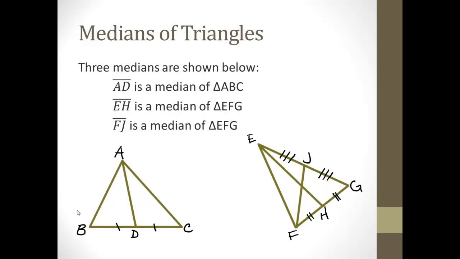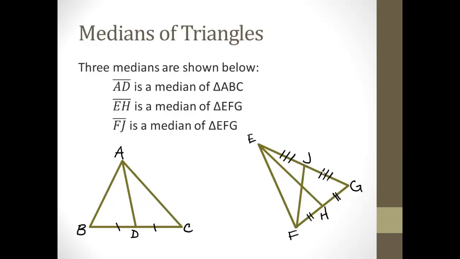All right, so let's start off with medians of triangles. We have three medians shown below. Segment AD is a median of triangle ABC. Segment EH is a median of triangle EFG. And segment FJ is also a median of triangle EFG. Now notice something about these medians. It's from a vertex of an angle to the opposite side.